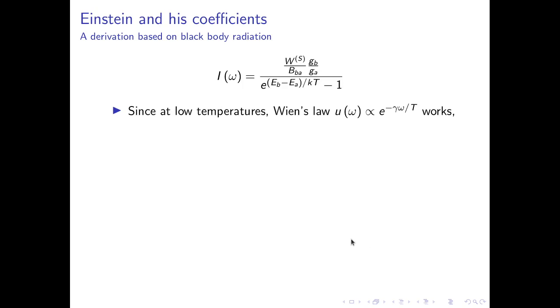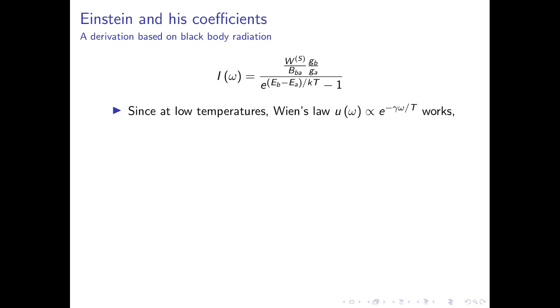Now, at low temperatures, Einstein knew Wien's law works perfectly well. So U of omega, which is proportional to I of omega, is an exponential function. It depends on temperature as e to the minus gamma omega by T. That was already known, very well established by experimental methods and calculations. So this is only at low temperatures.